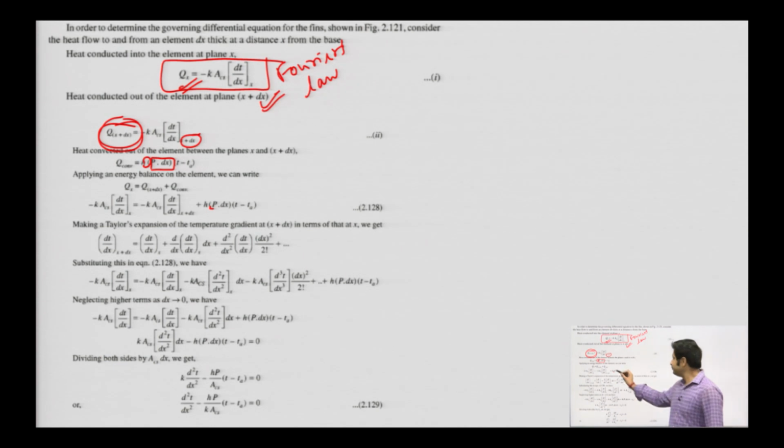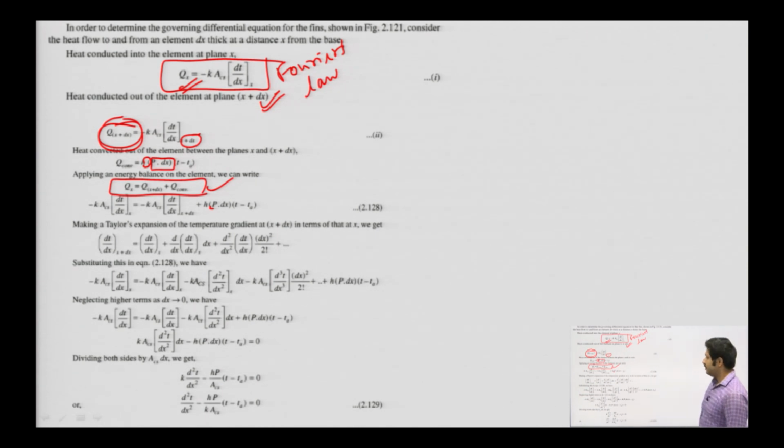There you go. Now what's next? You replace these Q's with their respective formulae. This is Newton's law, and these two are Fourier's law. So replace them by Fourier's law and Newton's law. There you go, we have just applied it.